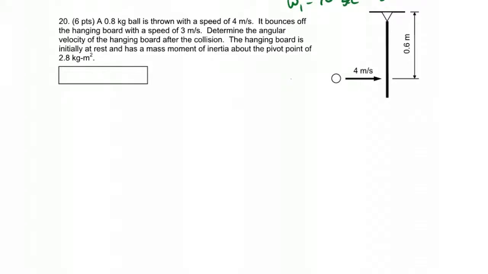Last problem. We're given a ball thrown against a plank that's hanging, and we want to determine the angular velocity of the hanging board after the collision. We did this one in lecture, so hopefully you remember this is an example of conservation of angular momentum. There's no external torques about this rotation point right here. We have the momentum of the ball before the collision, and then the momentum of the ball and the momentum of the rotating plank after the collision. Okay?